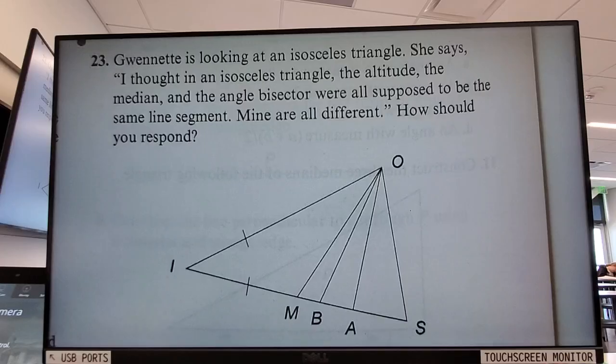So it would also work in an equilateral triangle for the same reason. Cause then it's got beautiful symmetry.